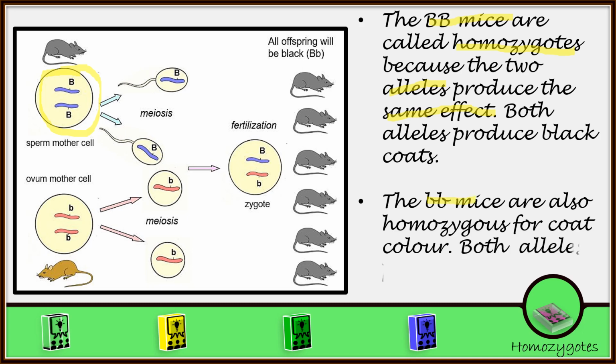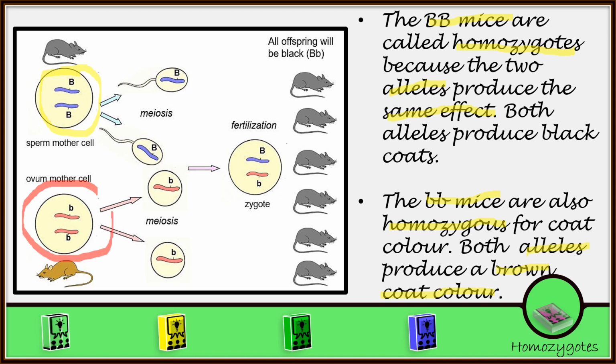The small b mice are also homozygous for coat color. Both alleles produce brown coat color. So when we come to small b alleles, both of them are also producing the same effect. And therefore, we call them homozygous also for coat color, because both of them instruct the production of the brown coat color.